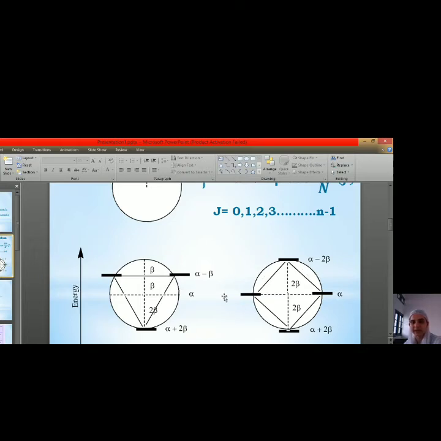Similarly, in the case of cyclobutadiene, we inscribe the square with one of its vertices lying at the bottom of the circle. The energy of the lowest lying orbital is alpha plus 2 beta, the energy of the highest lying orbital is alpha minus 2 beta, and the energy of these non-bonding orbitals is alpha.